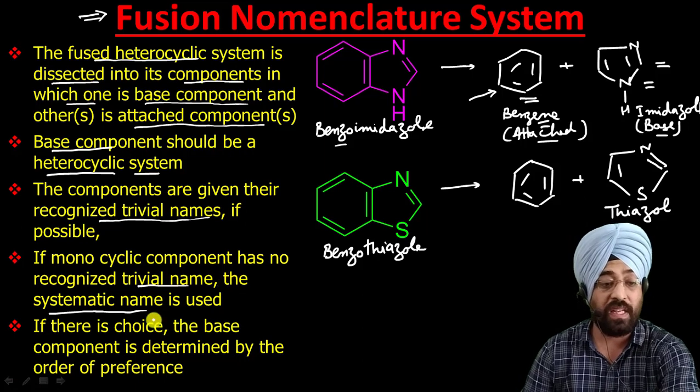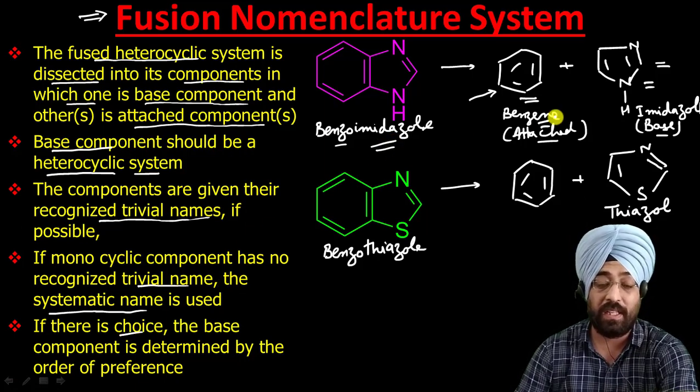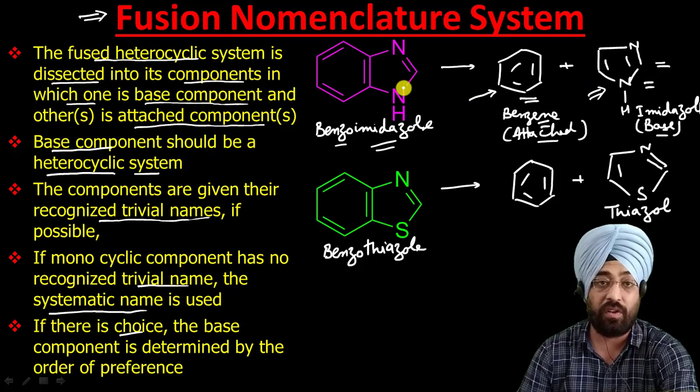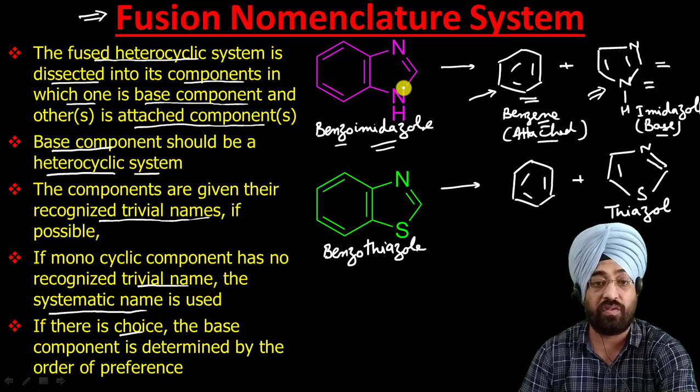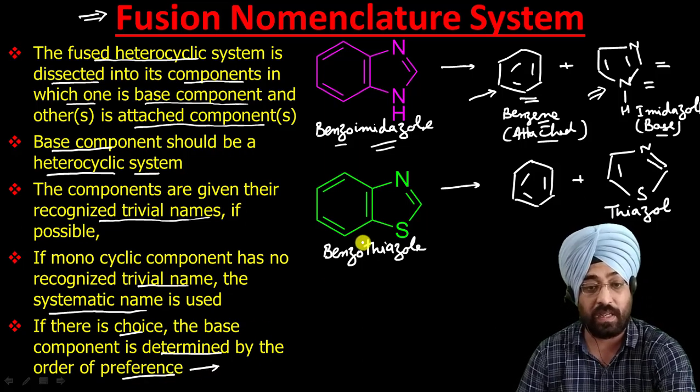Now if there is a choice, this is a very simple case where I have told you to choose as base component the one which is heterocyclic. Sometimes both the rings are heterocyclic, so which component has to be chosen as base and which as attached component? There are some rules that I will be discussing now. If there is a choice, the base component is determined by the order of preference. What that order of preference is, we will discuss in the coming slides.